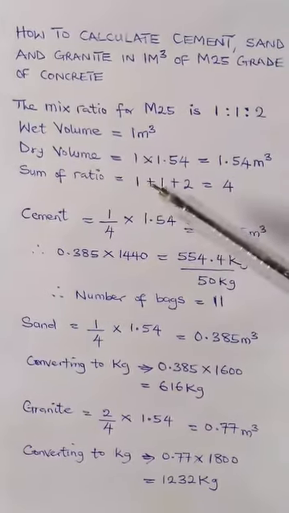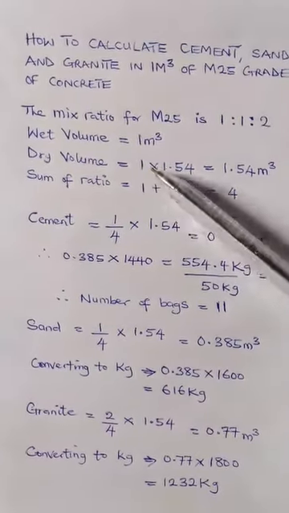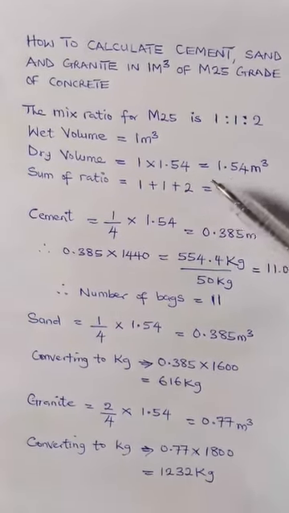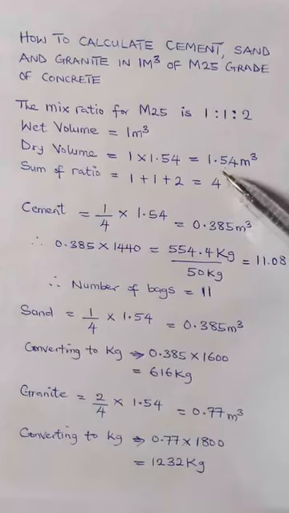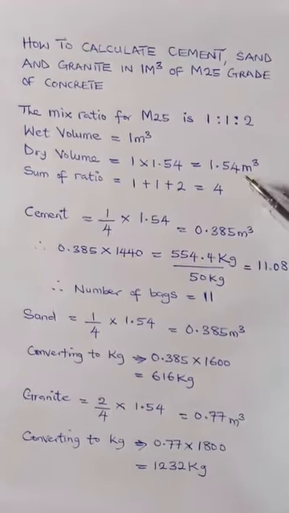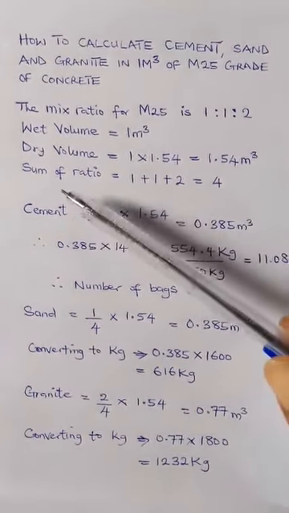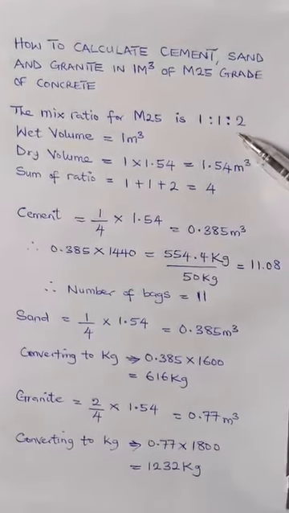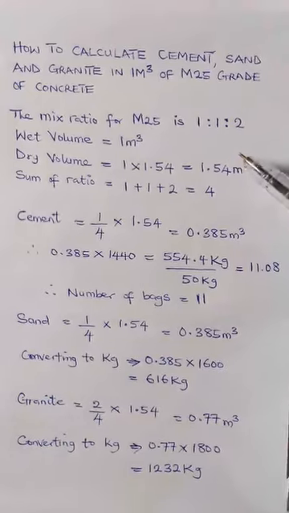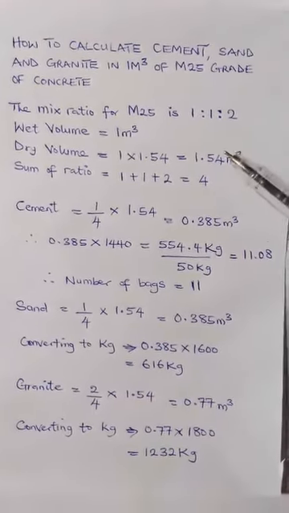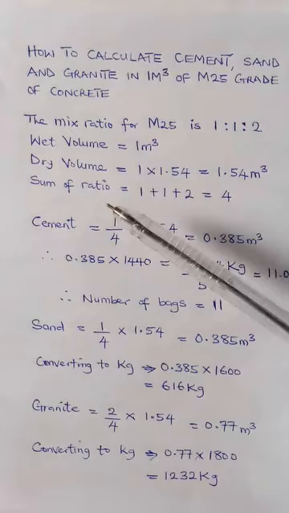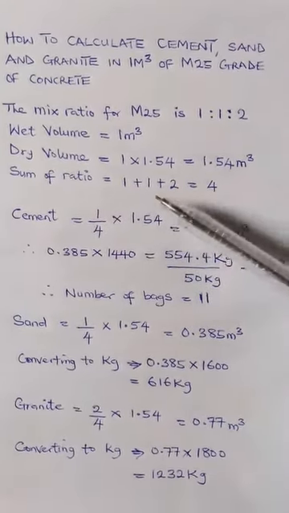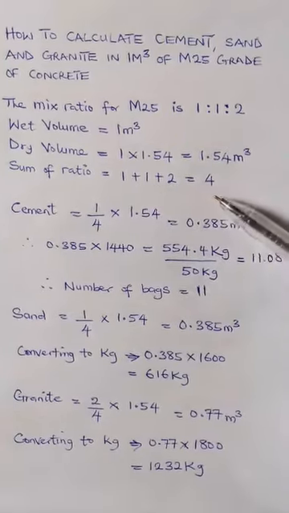Then the dry volume is 1 cubic meter times 1.54, which gives us 1.54 cubic meters. Then we have the sum of ratio. You have to add up the ratio because they are going to form concrete. So when you sum it up, 1 plus 1 plus 2 gives you 4.